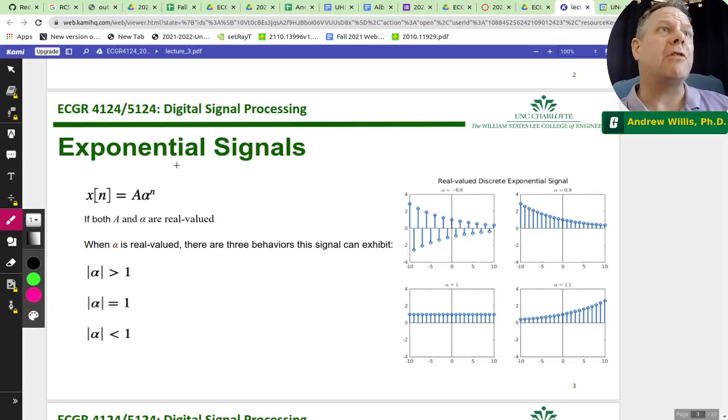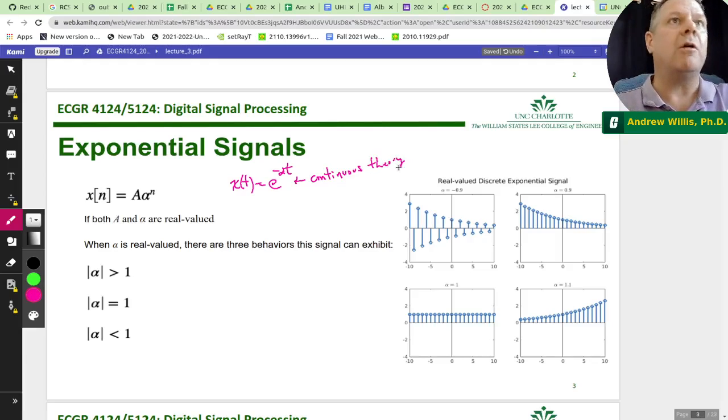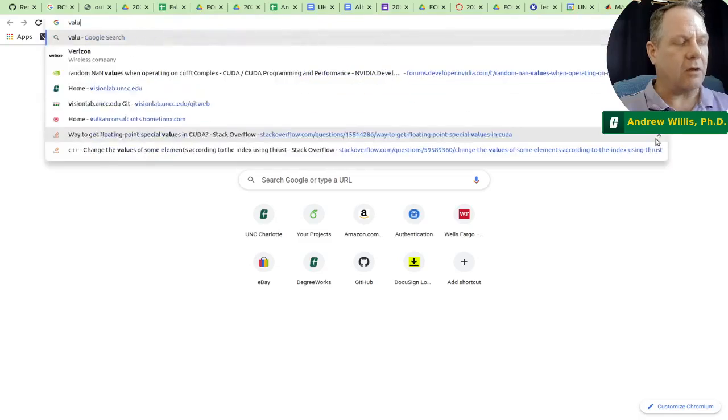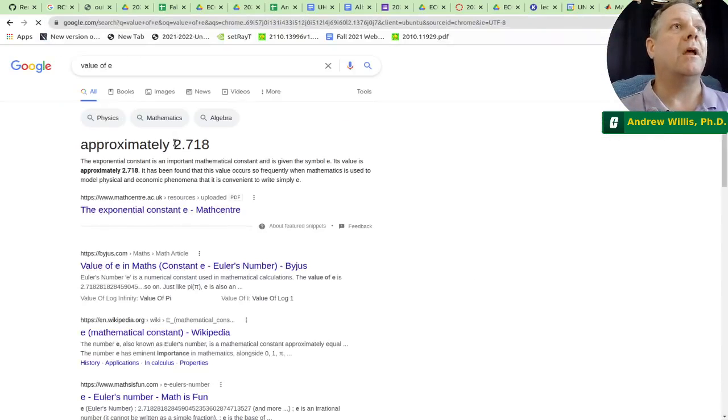All right, I call this an exponential signal, but we are very used to seeing e to the minus t or something like this, e to the minus alpha t or something like that. This is something we deal a lot with in terms of continuous theory, and so e is just a number. So let's write this out a little bit. So what's the exact value of e?